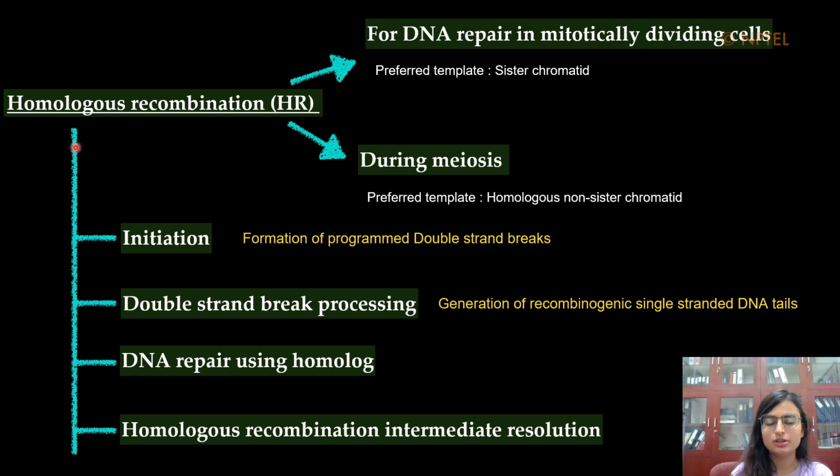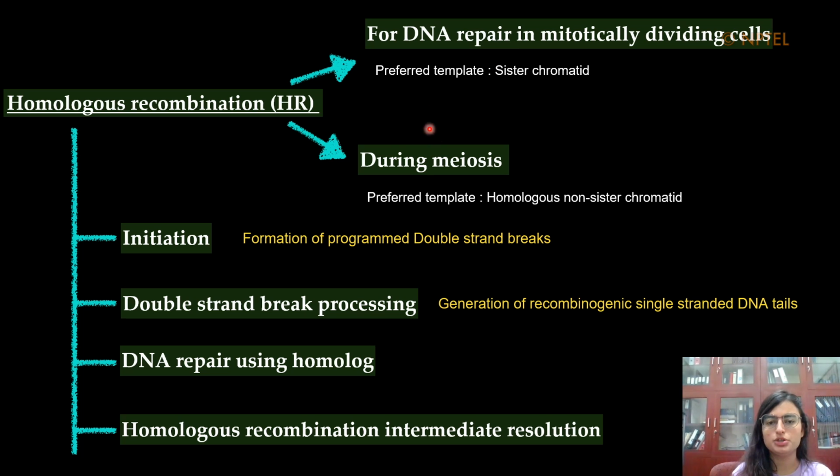Now, homologous recombination, as we know, happens during the pachytene stage during prophase 1 in meiosis 1. However, other than that, when cells are mitotically dividing, homologous recombination is a process which is essential to allow DNA repair. However, in contrast to meiosis, the preferred template is the sister chromatid in the case of mitotically dividing cells.